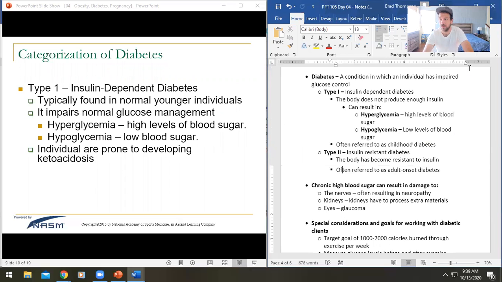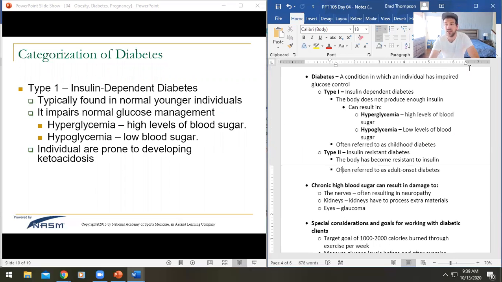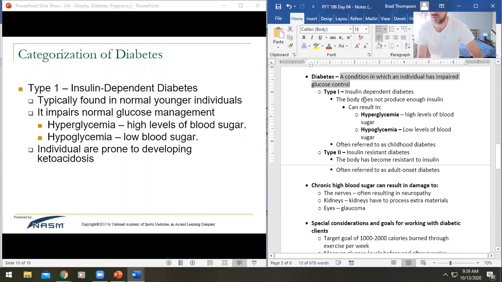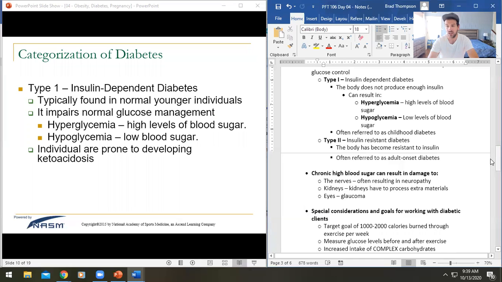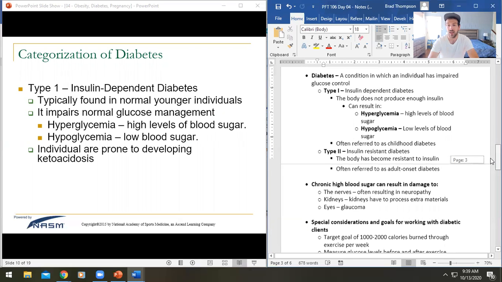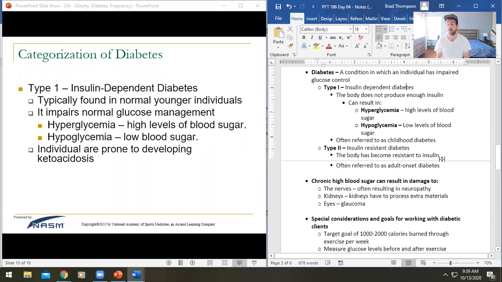Let's look at diabetics, right? We've already talked a little bit about it, but diabetes is a condition where your client is going to have impaired glucose control. We are going to see 2 types of diabetes, type 1 and type 2. Type 1 diabetes is what is known as insulin-dependent diabetes. So this is a client who literally has a bum pancreas. Your pancreas's job is to produce insulin and glucagon, and insulin's job is to drive sugar out of your blood.